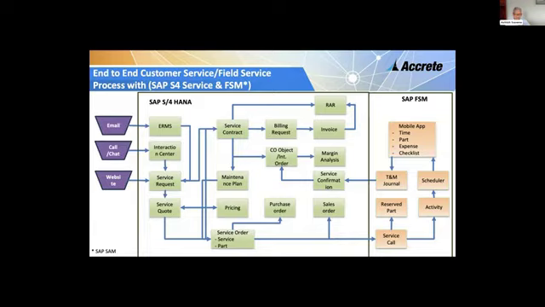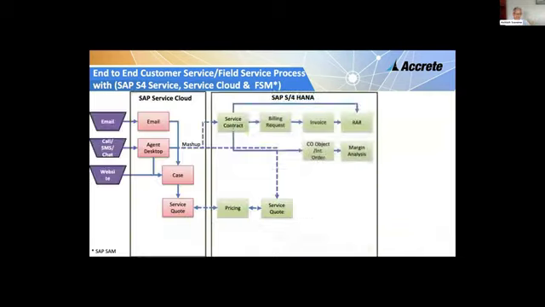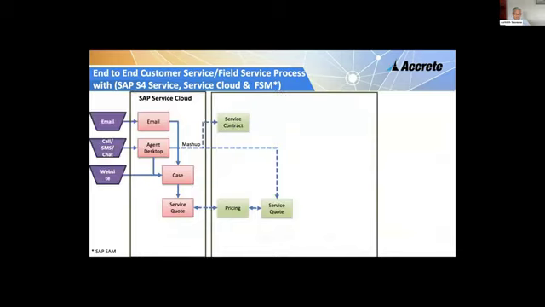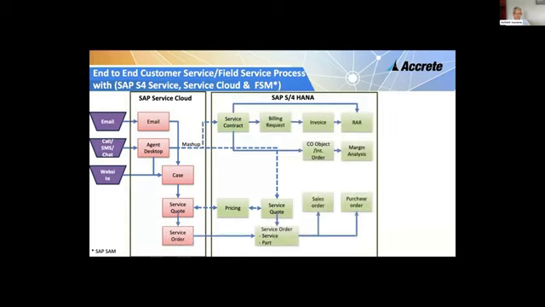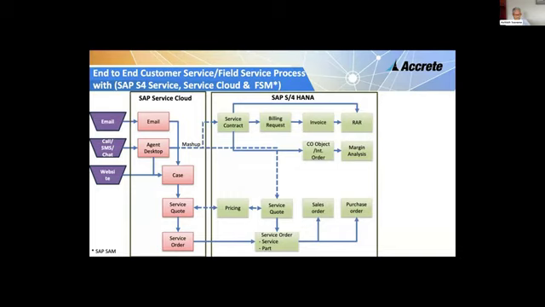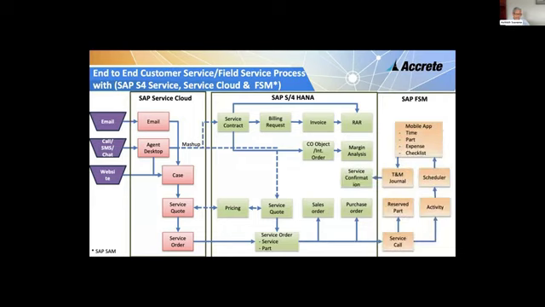Option 4 is we have all 3 of them. You have SAP S4 service, you have Service Cloud, and you have SAP FSM as well. So again, SAP Service Cloud has got all the features which I just described earlier. Then you have the contract part of it, which is in S4. Then you have the service order part of it. And of course, all the logistics transactions like sales order, purchase order, reservations will remain in S4. And then you have the FSM piece as well integrated.